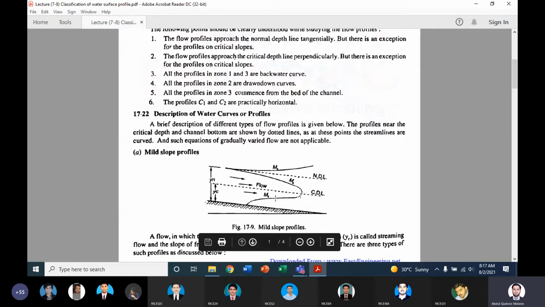That means it starts from the bed of the channel. ऐसे नहीं है कि यहाँ पे कोई सी पॉइंट में हो, यहाँ से ड्रॉप हो रहा हो या यहाँ पे राइज हो रहा हो. दिस विल स्टार्ट फ्रॉम द बेड. ठीक है जी.